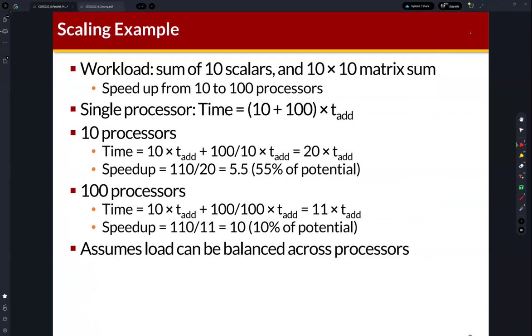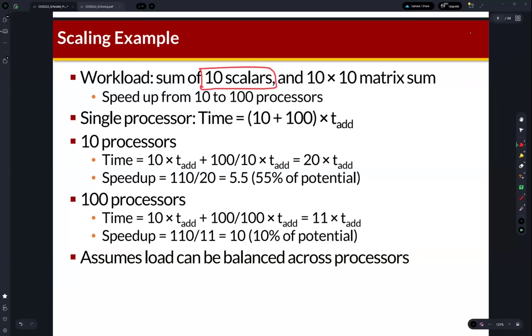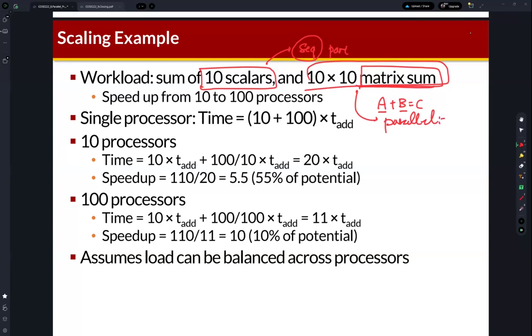Let us assume that our workload is composed of 10 scalars, which means that this is the sequential part. And then a 10 by 10 matrix sum, which means A plus B equals C. These are matrices, and for the matrix sum we can perform the element by element addition, right? So the matrix sum can be parallelized. This part is the parallelizable part. And then we can calculate the speedup from 10 to 100 processors.